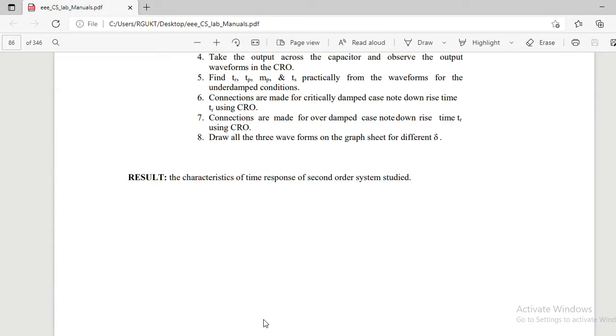In order to get the characteristics of the time response of a second order system, we have to follow this procedure. I hope you understand. The output should be displayed.